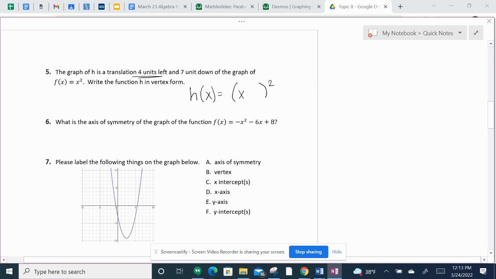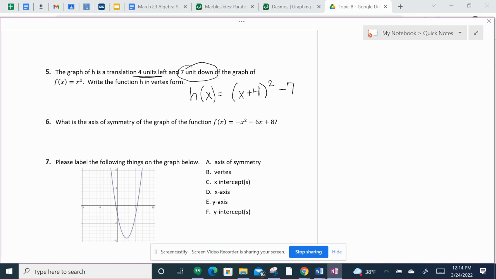4 units left. I know that's the one that goes inside with the x because left and right go with the x. If it's going 4 units to the left, I would think that was minus 4, but remember when it's trapped, we go opposite, so it would be plus 4 inside. And then I'm going 7 units down. That number comes outside where we're outside and free, and because it's down, I'm going to have a minus 7. So my vertex form would be h of x is equal to parentheses x plus 4 squared minus 7.